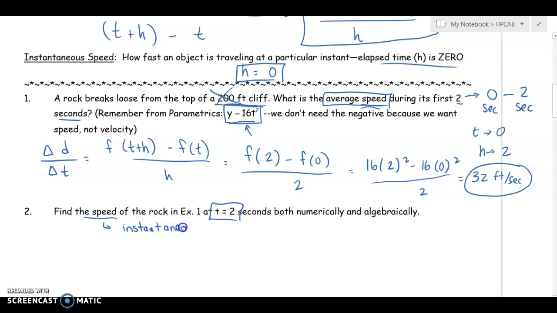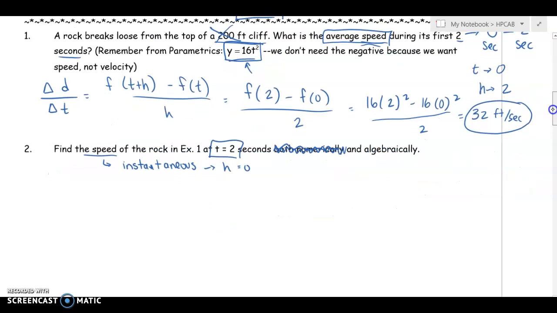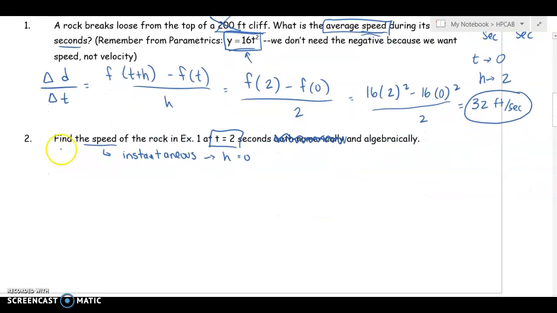All right, instantaneous speed, I mentioned up here, is when h is going to equal 0. And we know that t equals 2. It says to do it both numerically and algebraically. Don't worry about numerically. We're just going to do algebraically for any type of problem. So what we're going to deal with is h is 0, t is 2.